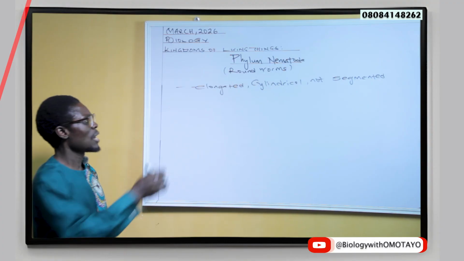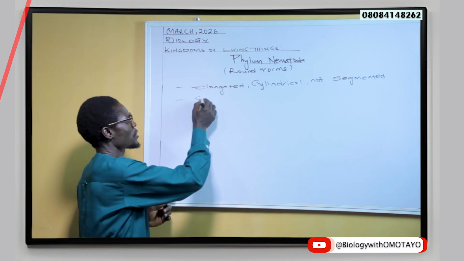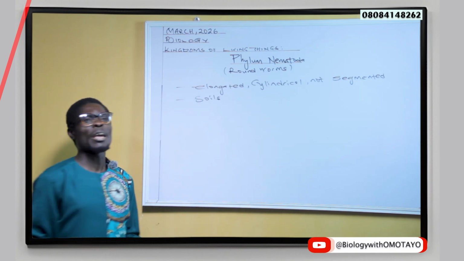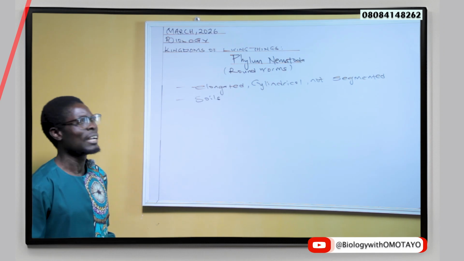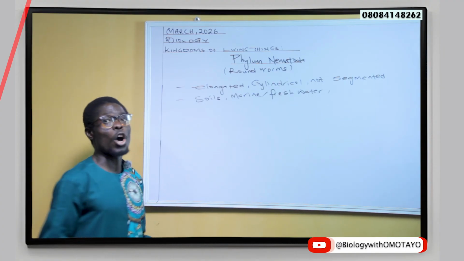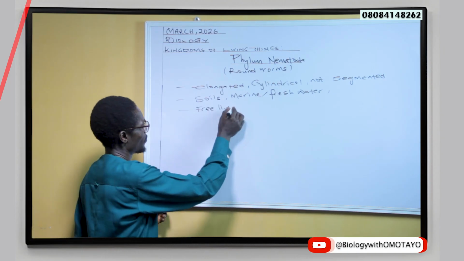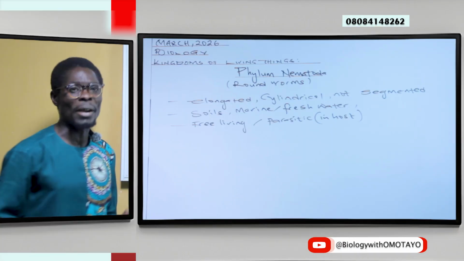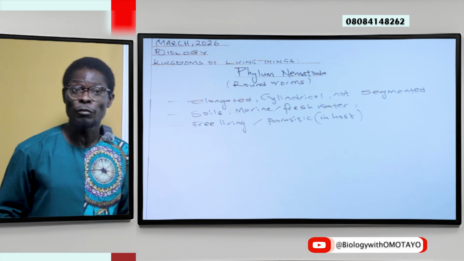These organisms are found in a couple of habitats, like in soils. They are equally found in marine water, in fresh water, and can equally be found in some of our gardens. Some are free living while some are parasitic. So you know that for the parasitic ones, that means they will be found in the respective host.